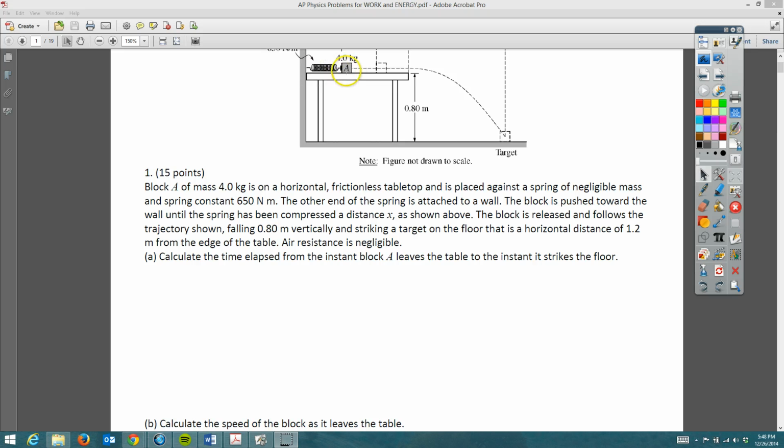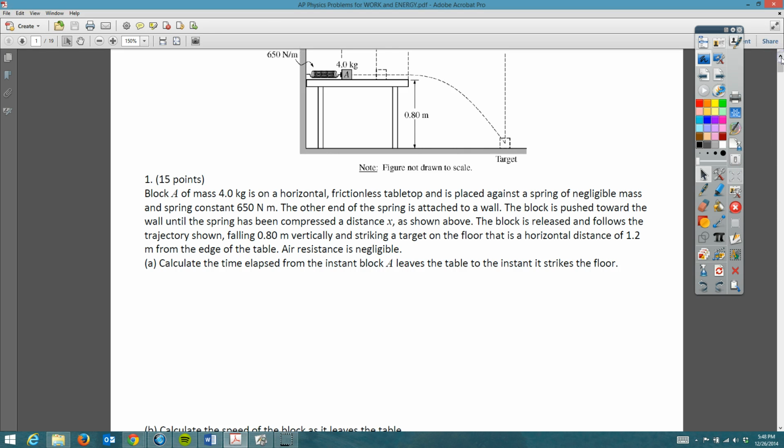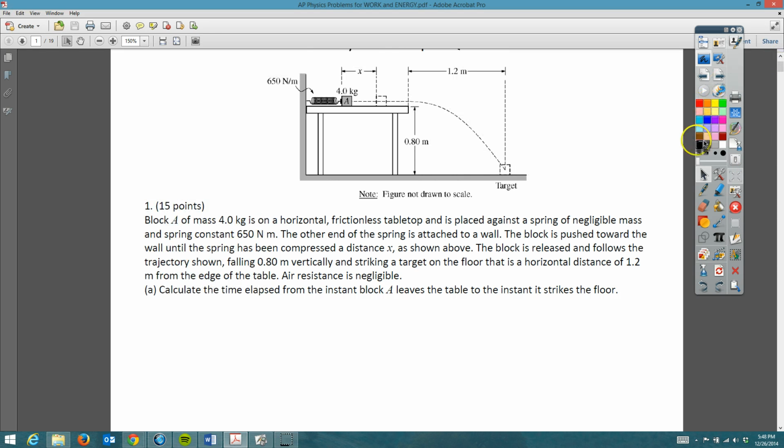You've got a block on a table. It's connected to a spring, and the other end of the spring is attached to the wall. The block is released and follows a trajectory. So it's pushed back and then it follows out, comes across, and then falls down to the floor. The important thing here is to recognize that we do have a picture and we need to think about all the things that are happening.